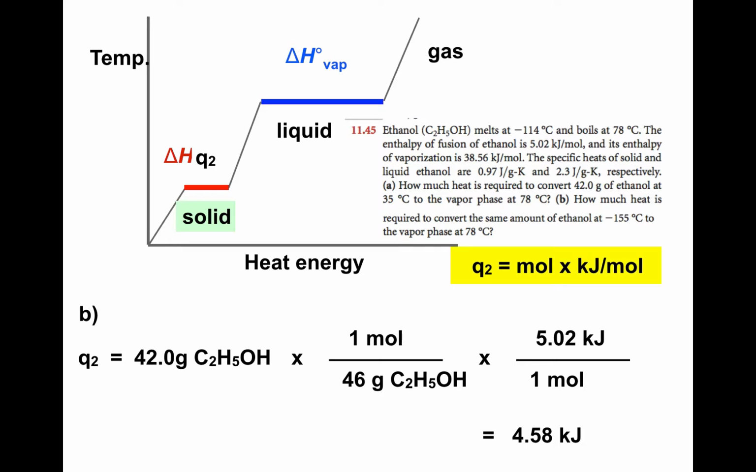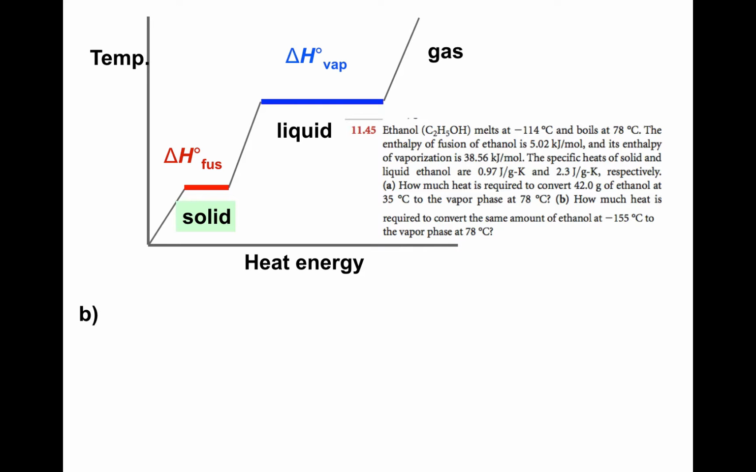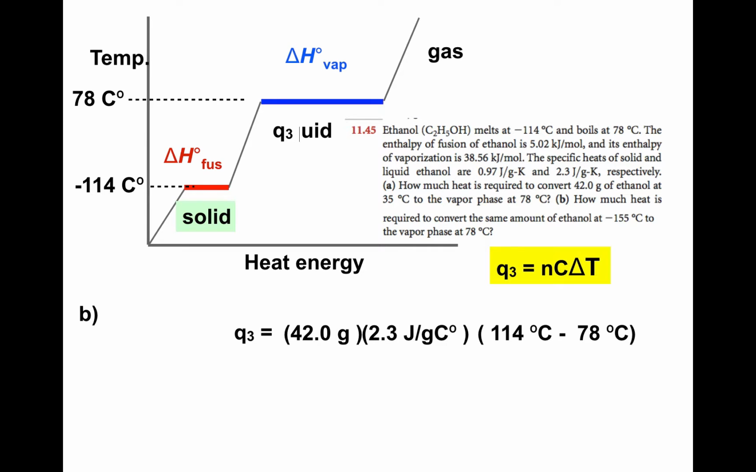All right, so I have less than a mole, so again, it's going to take less than 5.02 kilojoules to melt this amount of ethanol. Then I want to heat all the way from the solid phase up to the liquid phase, right? So that's going from negative 114 degrees Celsius to 78 degrees Celsius. This is Q3. I'm utilizing Q = mcΔT. Again, the specific heat of the liquid ethanol times the temperature change times grams gives me how much heat's required to increase the temperature from freezing point up to boiling point.